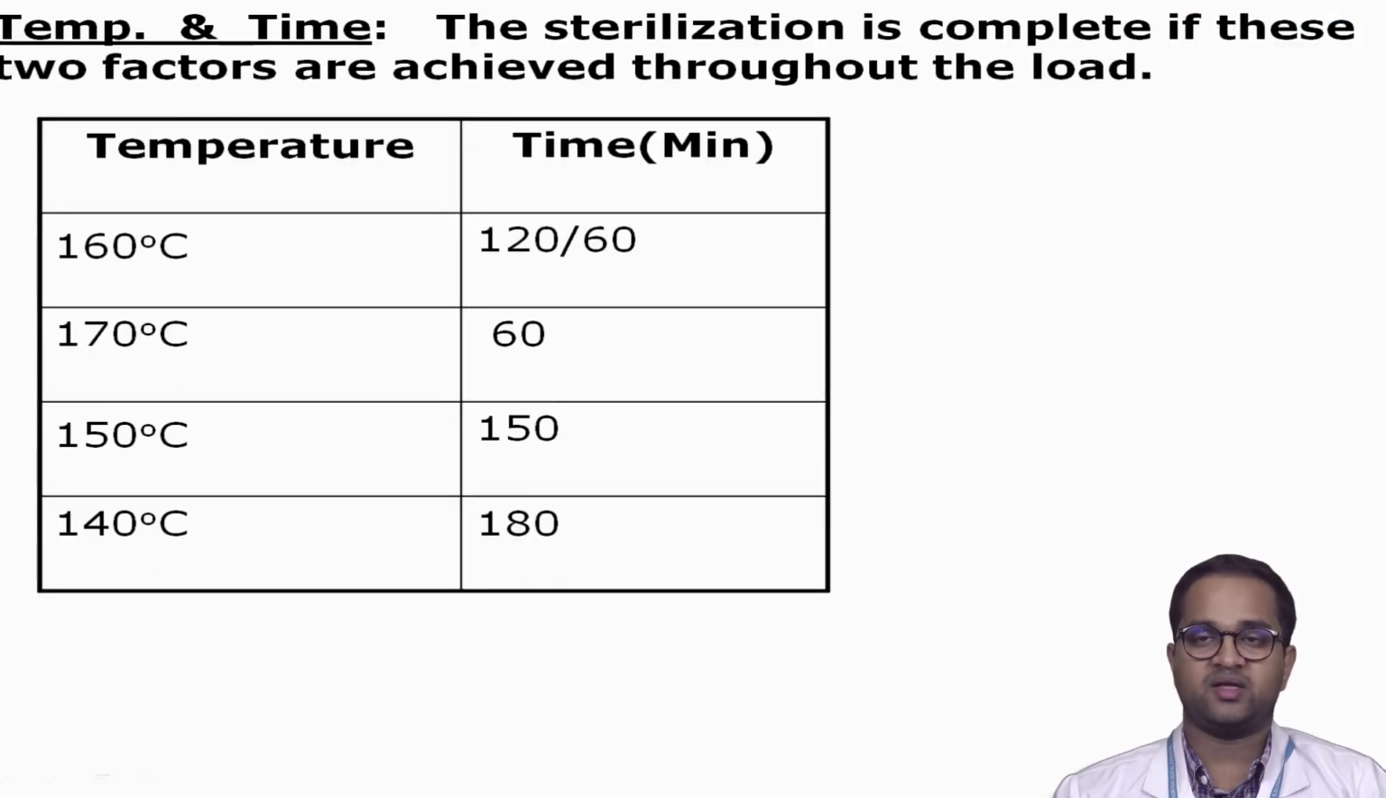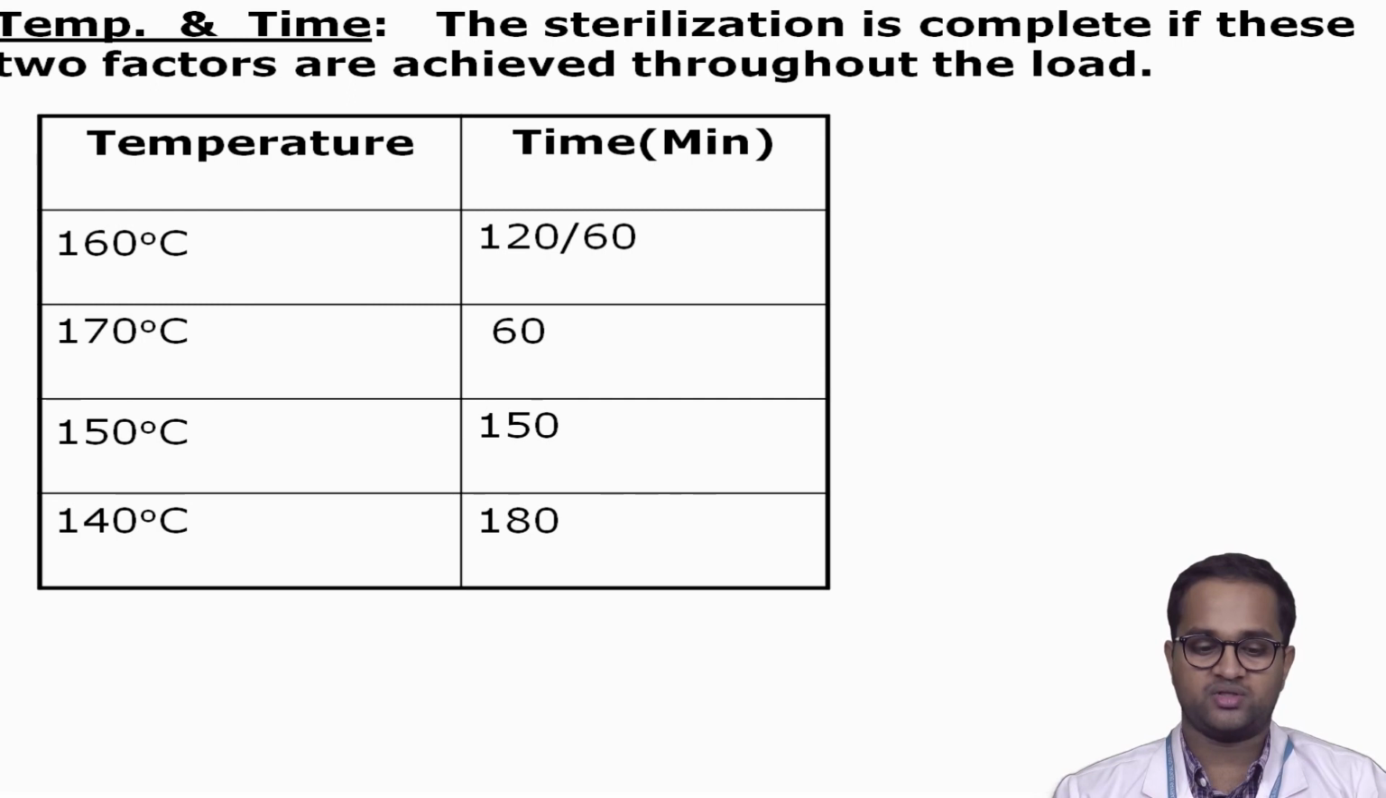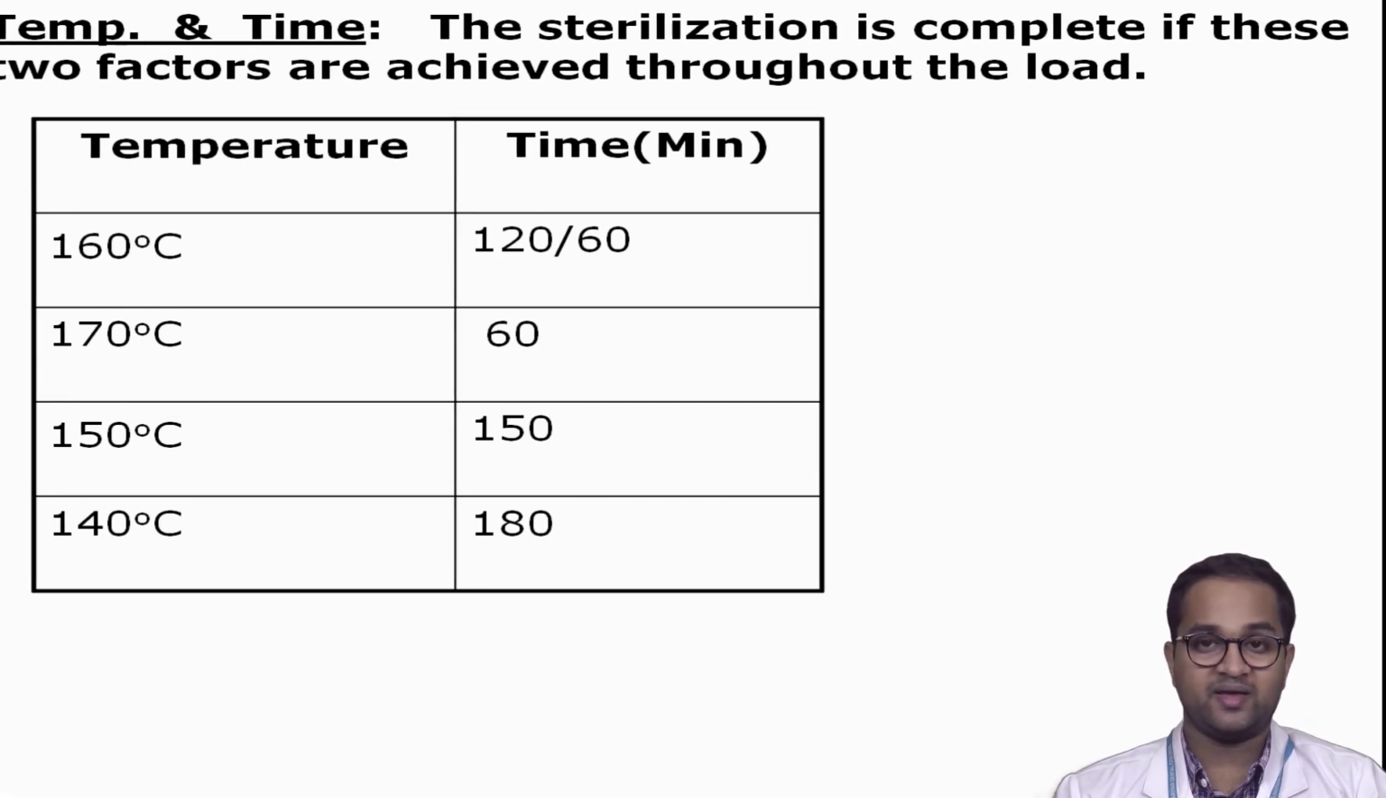Temperature and time, the sterilization is complete if two factors are achieved throughout the load. So as you can see in the slide, these are the indicated temperatures for using a hot air oven. For 160 degrees Celsius, you give it for 120 minutes or 60 minutes. 170 degrees Celsius for 60 minutes, 150 degrees Celsius for 150 minutes and 140 degrees Celsius for 180 minutes. So as the temperature goes down, the time taken for sterilizing increases.